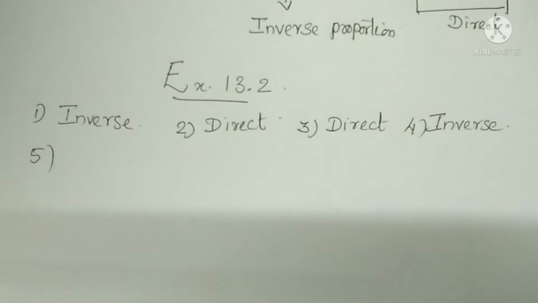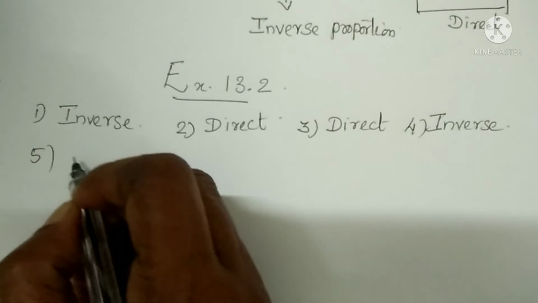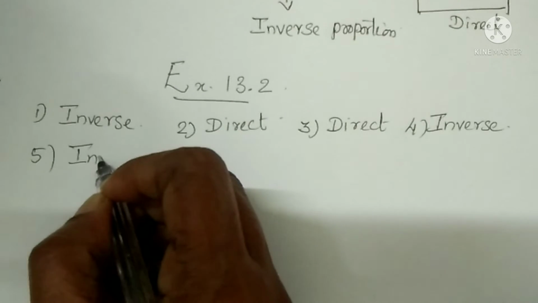Similarly, if you think of the land of your parents, say your father has a 20 vigha farm. If you are 2 children, you may get 10 vighas. If you are 4 children, you will get 5. So as the number of people increases, the land per person decreases. So it is inverse proportion.